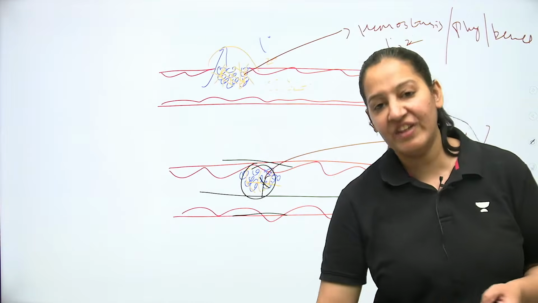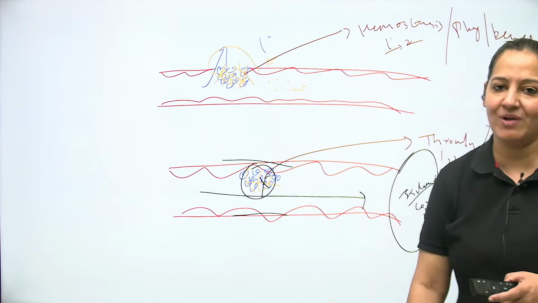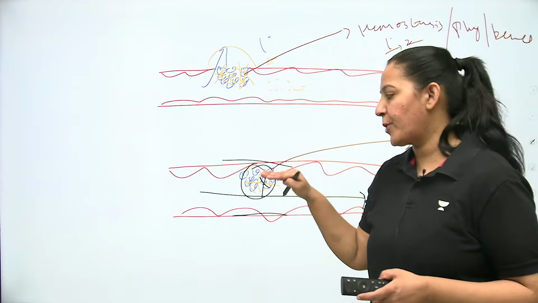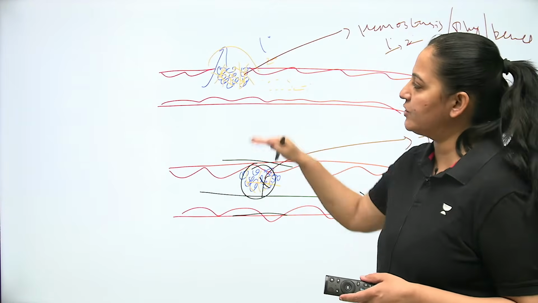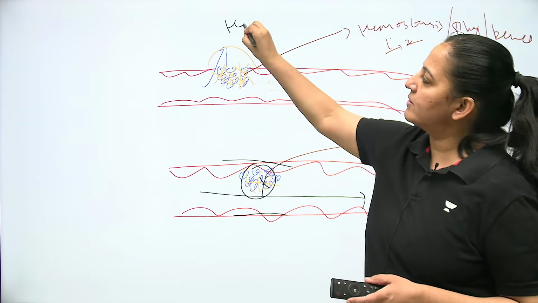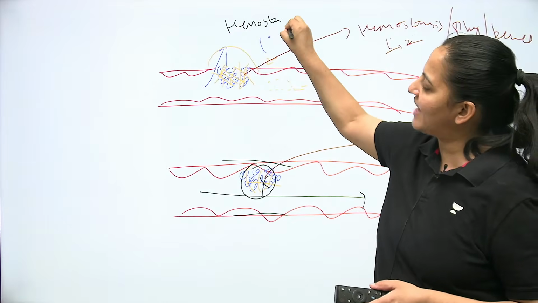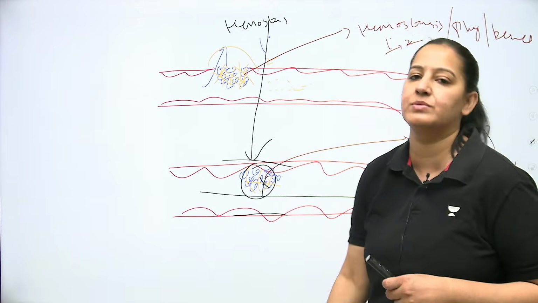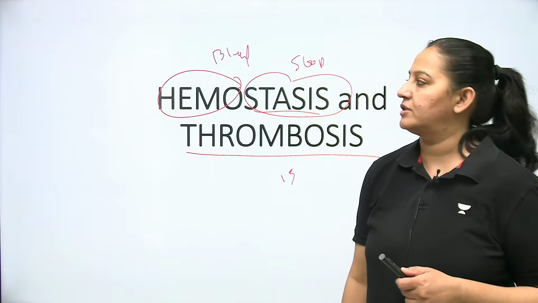If the clot is formed with injury, it is not thrombus, it is hemostasis, right? So I will teach you thrombosis later on. First, I will teach you the steps of hemostasis because the steps of hemostasis are exactly the same in thrombus, the only difference is that it is without injury. Give me a thumbs up if you got it.